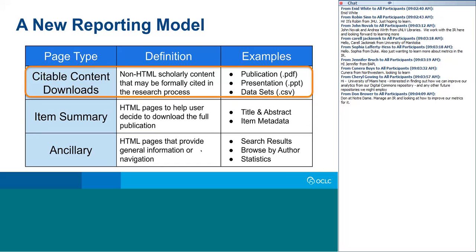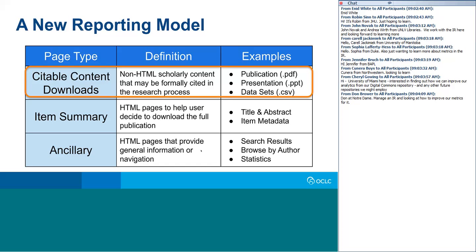The real gold in an IR is what we call citable content downloads. These are non-HTML file types, usually PDFs, but they can also be presentation files, Word files, data sets, and so forth. And this is what you expect that people will cite during their research process, right? You want them to be able to download the item, read it and then cite it in their own research. And so this is what we consider the high-value pages and what we really want to try to count in institutional repository use.